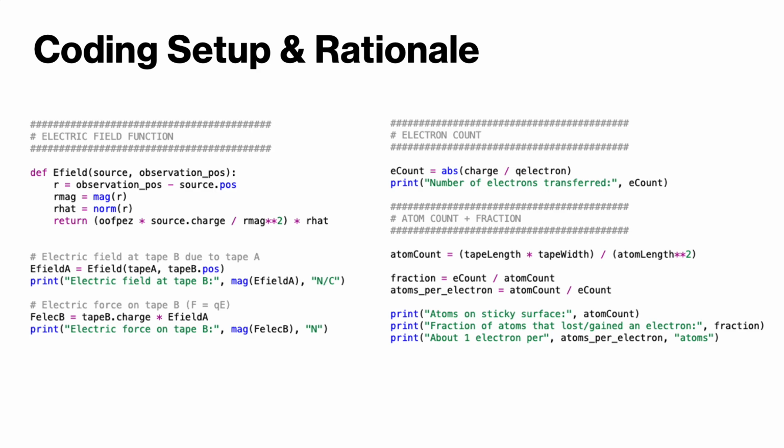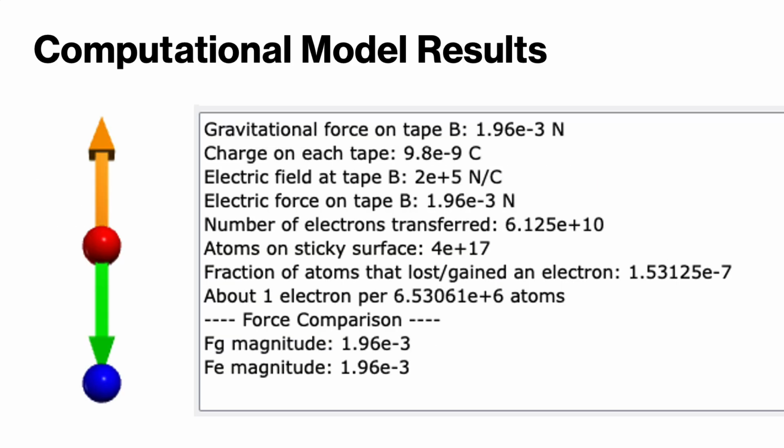The program also calculated the number of electrons transferred and estimated how many atoms were present on the sticky surface of the tape. The computational model showed that the electric force and the gravitational force were indeed equal in magnitude, confirming our assumption that the tape was in equilibrium. The model predicted a charge consistent with the experimental value and showed that approximately 6 times 10 to the 10 electrons were transferred. When compared to the total number of atoms on the tape surface, this corresponds to only about 1 electron per several million atoms.